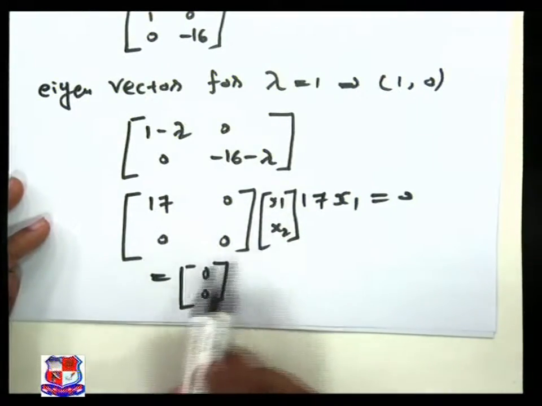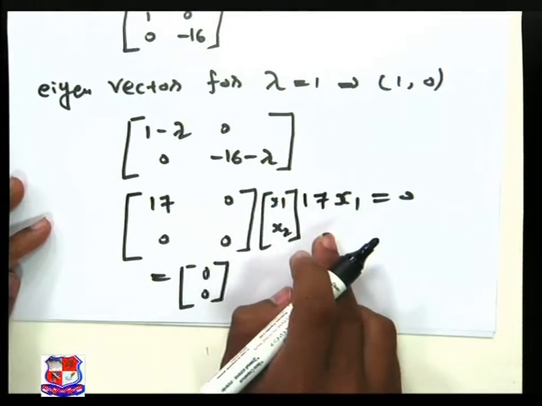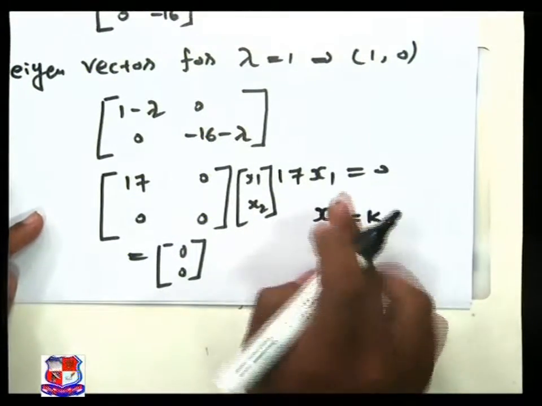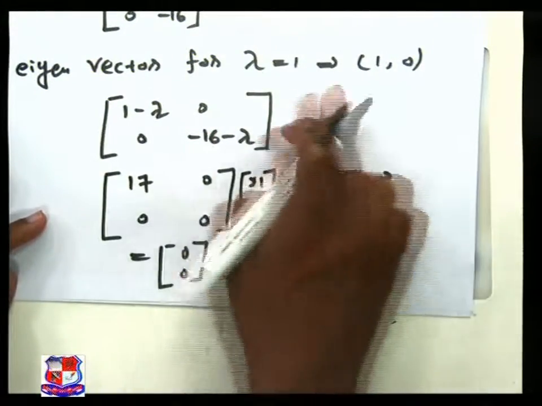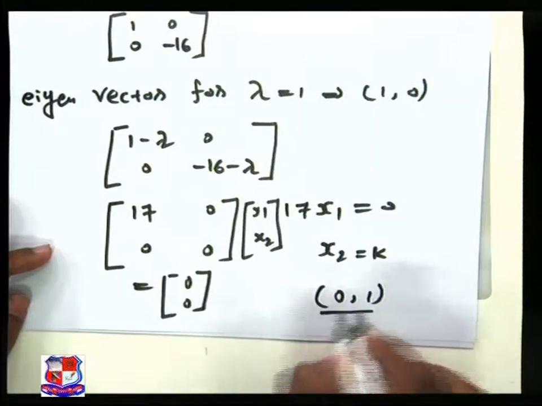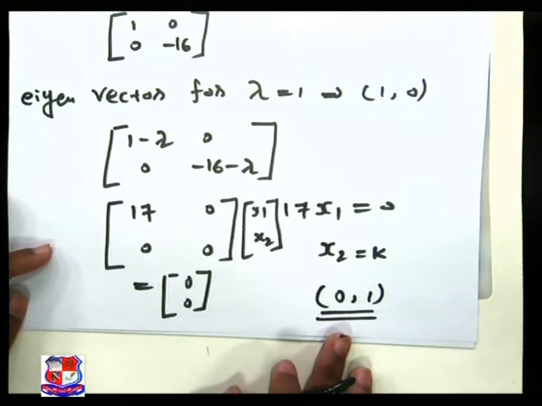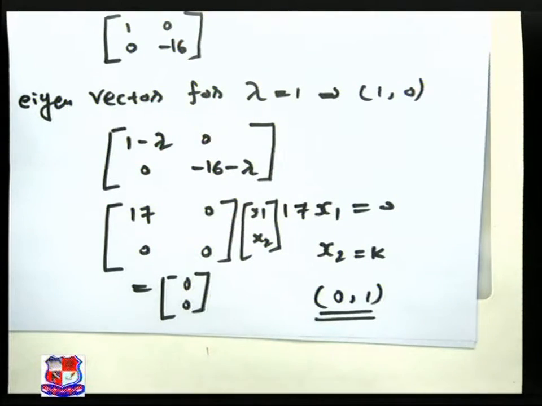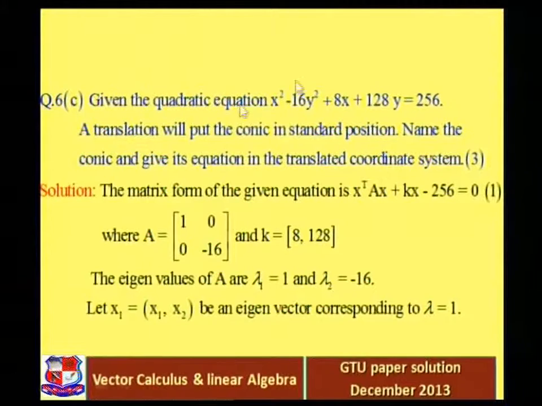So 17x1 is equal to 0, and x2 is now a free variable. So take x2 is equal to k and x1 is equal to 0. So our eigenvector corresponding to lambda is equal to minus 16 is (0, 1). This is our eigenvector corresponding to lambda is equal to minus 16. So that's why here we wrote that similarly we can find the eigenvector corresponding to lambda is equal to 1.